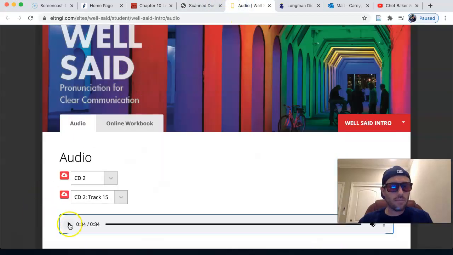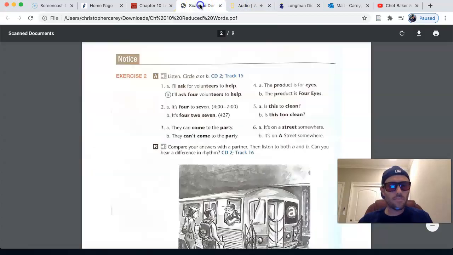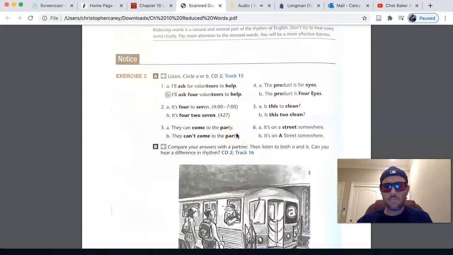Okay, one more time. Exercise 2A, page 78. 1. I'll ask 4 volunteers to help. 2. It's 4 to 7. 3. They can come to the party. 4. The product is for eyes. 5. Is this too clean? 6. It's on a street somewhere.